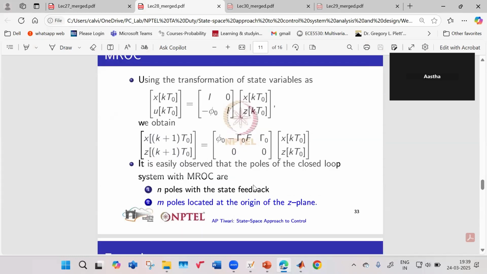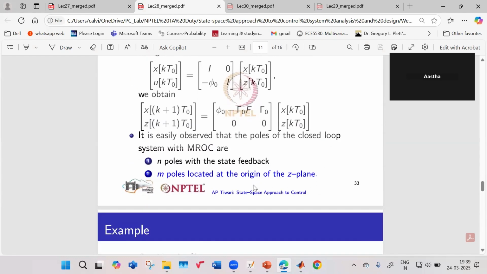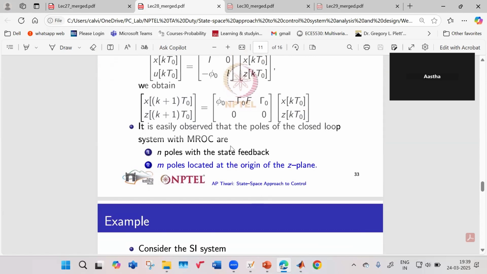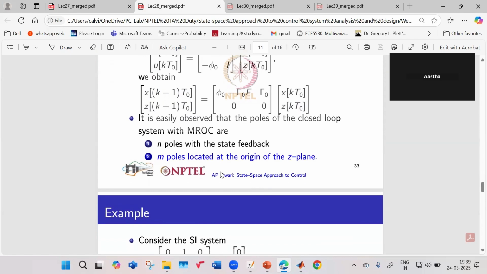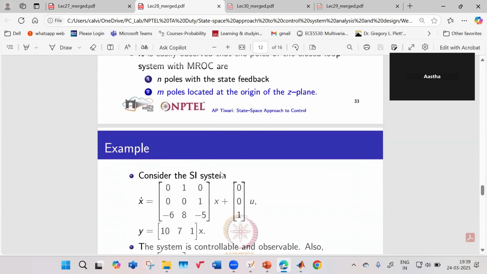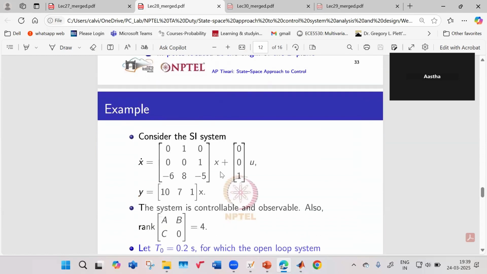Now they have done certain analysis. They have seen that for a closed loop system with MROC, there are n poles with the state feedback and n poles which are located at the origin of the Z plane. So there's a certain constraint. You can place n poles with state feedback, but there are n poles located at the origin of the Z plane, over which you don't have any control.